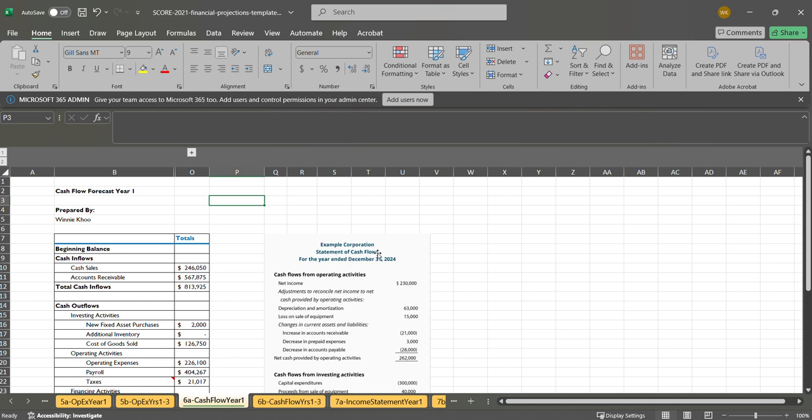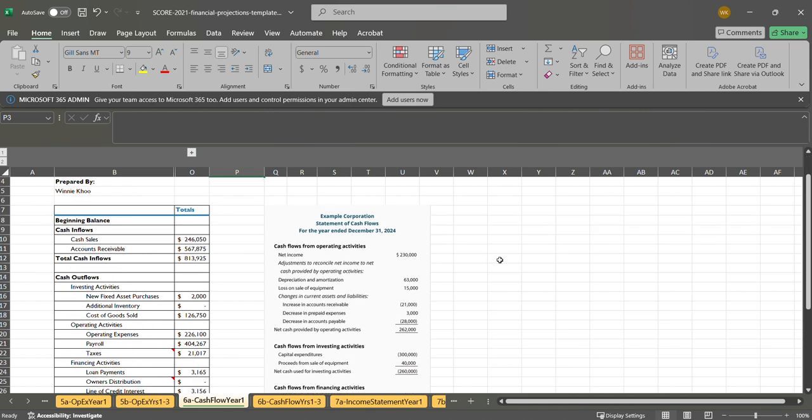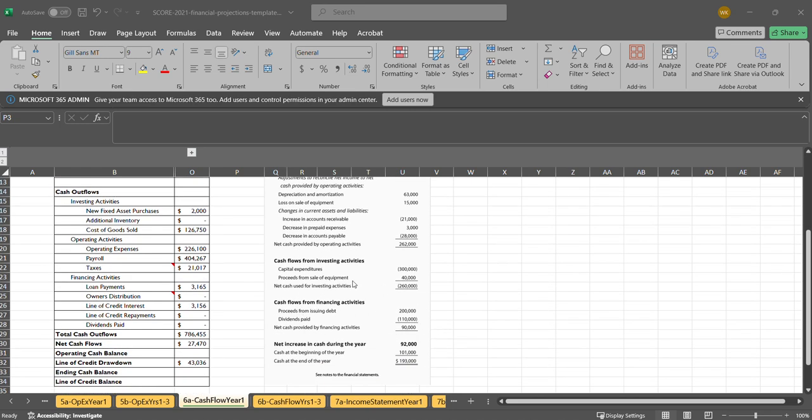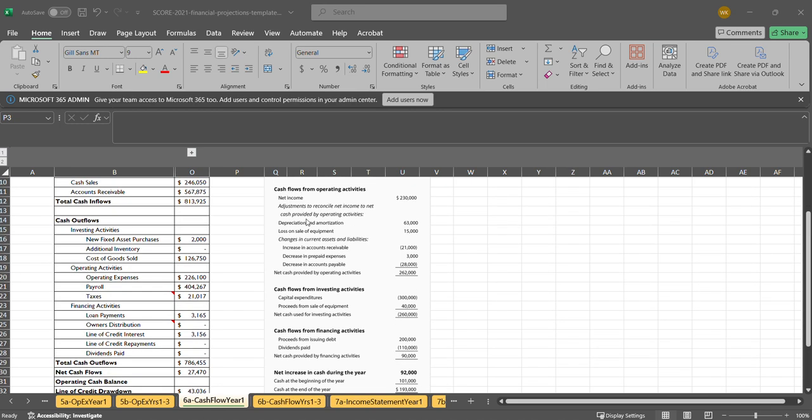So this is an example of a statement of cash flow where the sections are separated into operating activities, investing activities, and financing activities. Each of these sections has its own subtotal, with either the net cash provided or used in that particular activity.